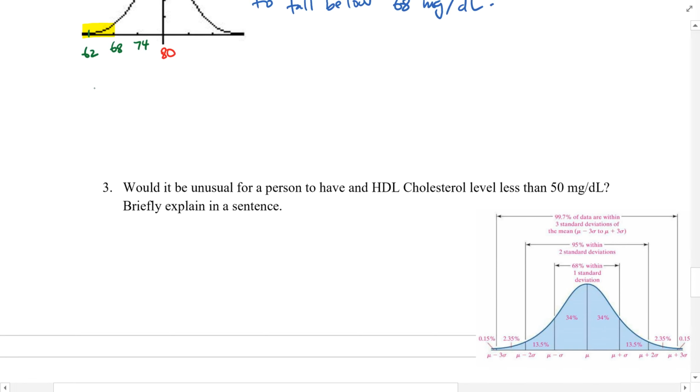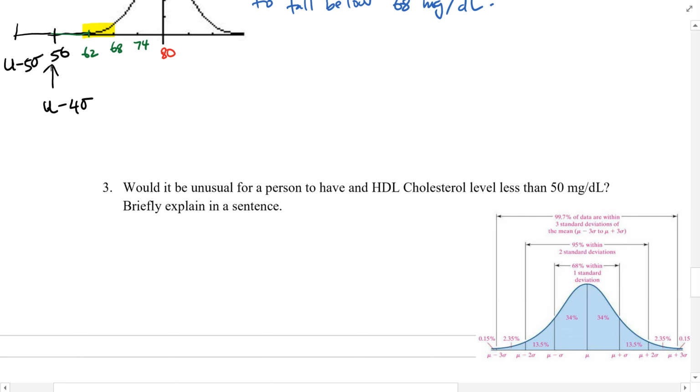Right now, 3 standard deviations is 62, and 4 standard deviations is mu minus 4 sigma, that is 56. So even less than that, that's all the way out there. That's under mu minus 4 sigma. So that's definitely less than 5%. So I say yes, it is unusual to see a person with a cholesterol level that's 50, because 50 mg per dl would be mu minus 5 sigma.